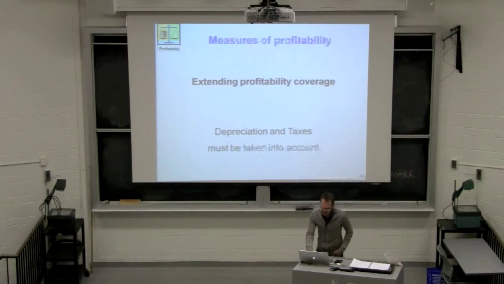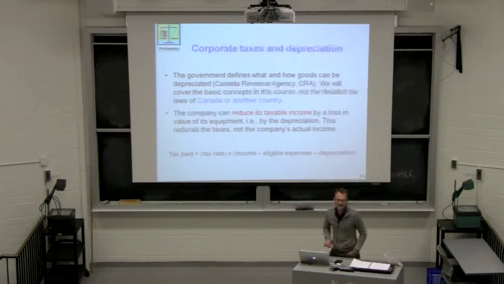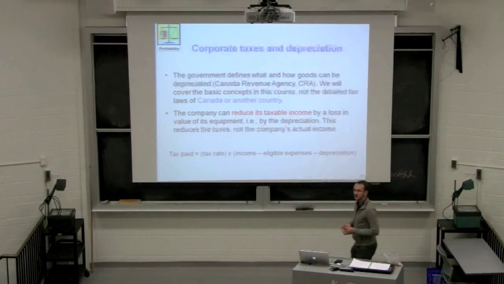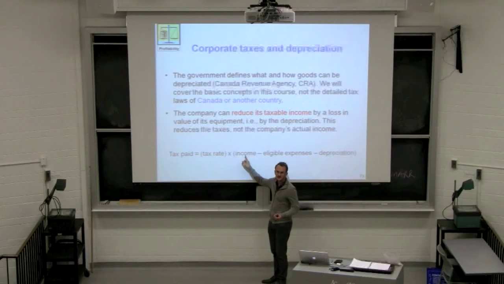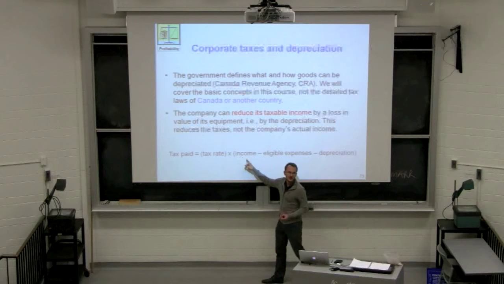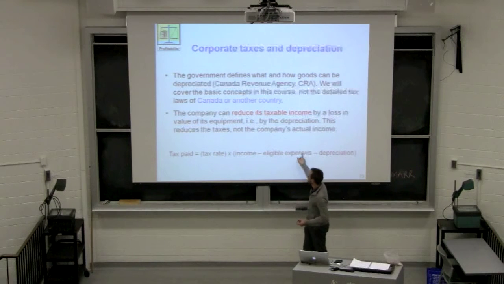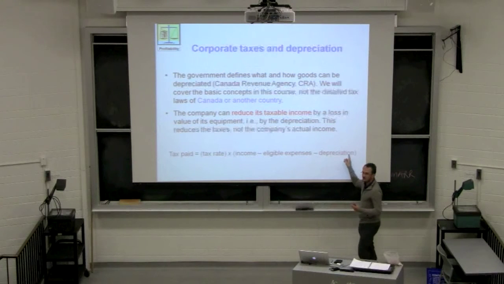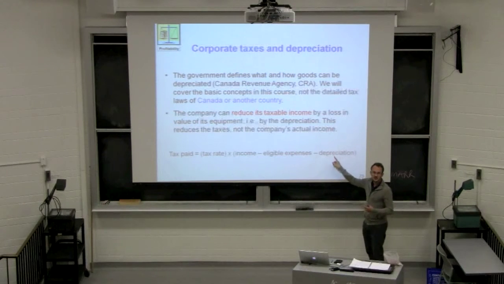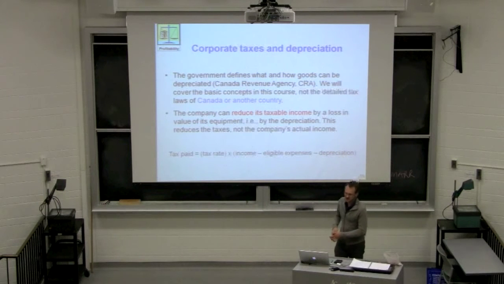So now let's go back to this equation here, and you can see where this is useful. So if a company wants to reduce their taxes, well, one way is that they earn less money. Okay, no one wants to do that. So companies are not going to reduce their income. But what they are going to do is try and increase their eligible expenses. These are things like salaries, paper, insurance costs. Okay? And they're also going to try and increase their depreciation.